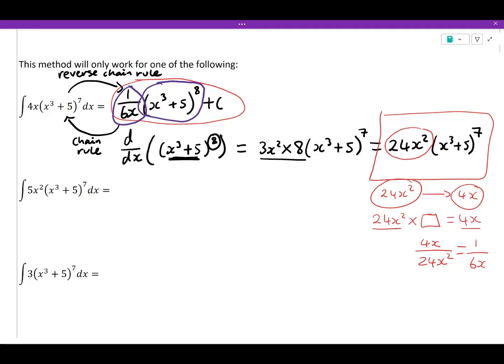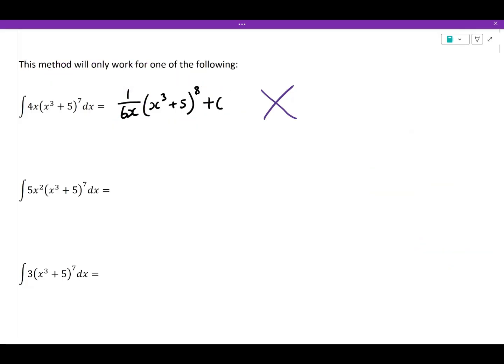Therefore, our answer using the reverse chain rule does not make sense. So this first integral cannot be done using the reverse chain rule. Now, ideally, I want to be able to figure that out before I go through that full process. So start having a think, how could we have known that before carrying out the integral? But I'm going to have a go at the second one and see if our answer makes sense this time. So let's have a look at our second one then.